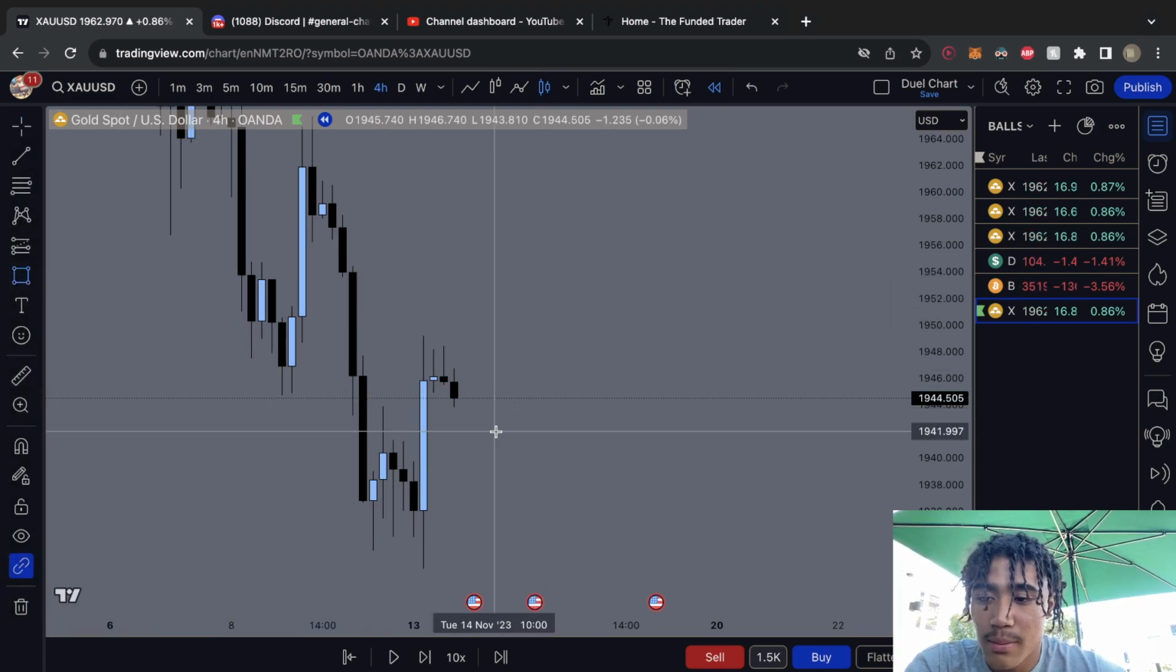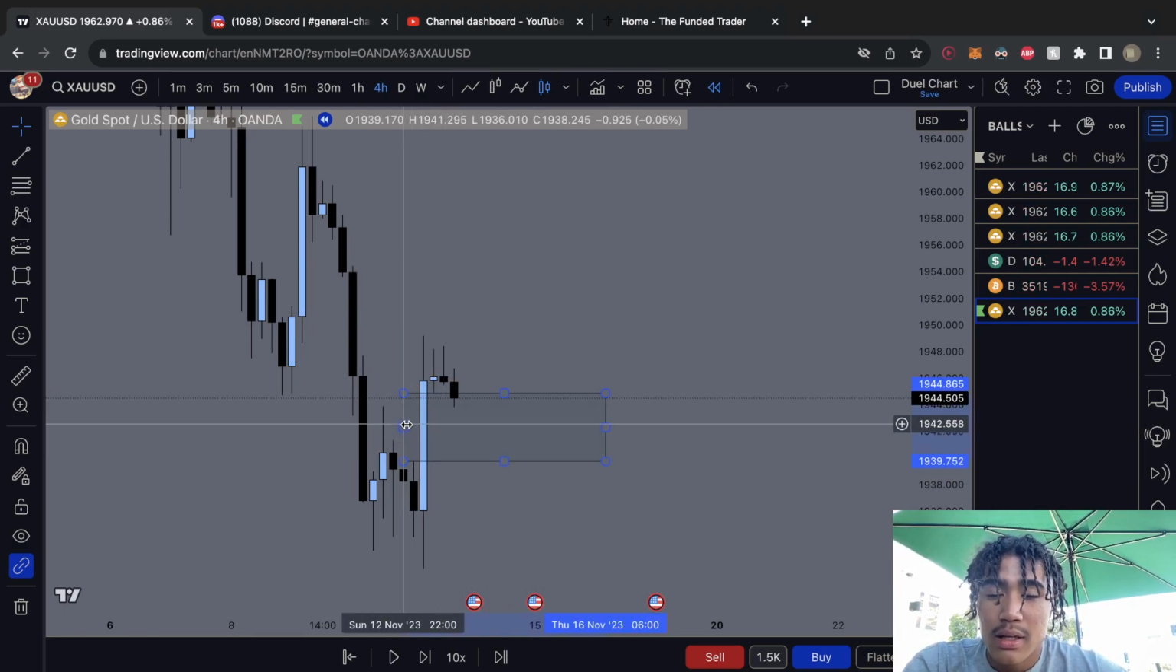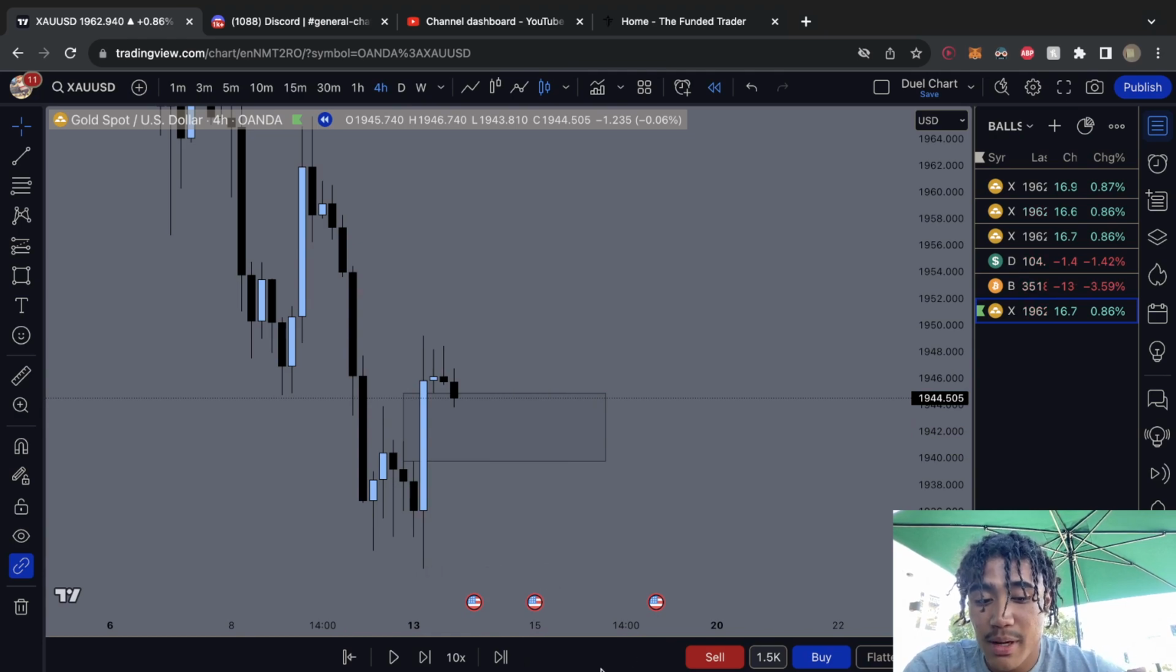So, an example right here. Bam, bam. This is the trade I was actually looking to take last night. I didn't take it because of CPI. I didn't know if CPI was going to be bullish or bearish, but this is what would have been the outcome if we had taken this trade.